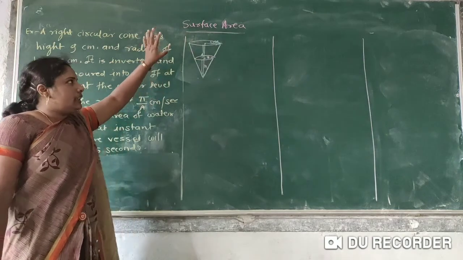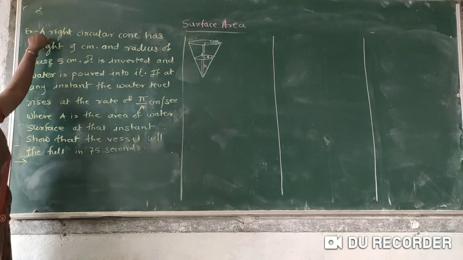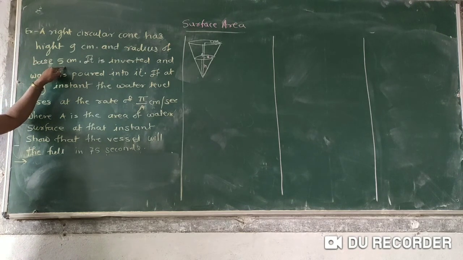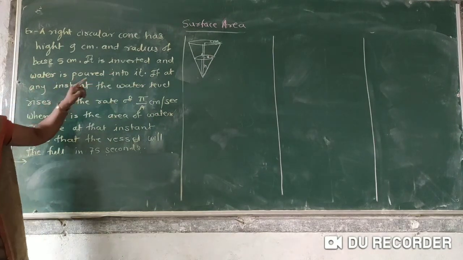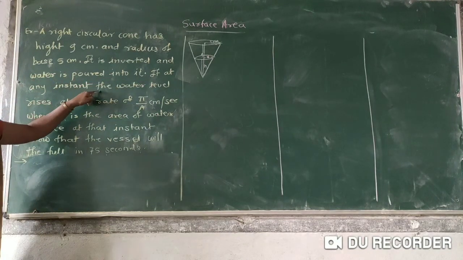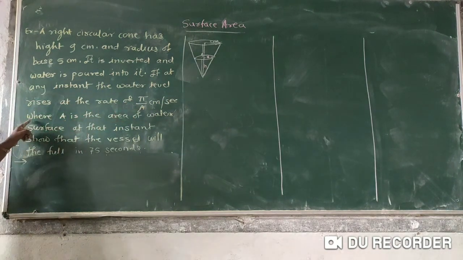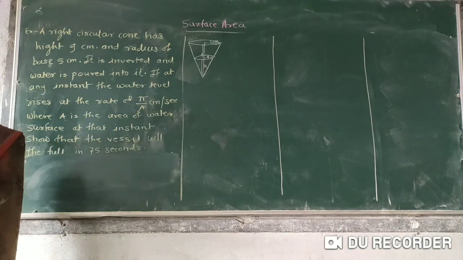Surface area, there is no theory. So see the example. First example: a right circular cone has height 9 cm and radius of base 5 cm. It is inverted and water is poured into it. If at any instant the water level rises at the rate of 5.8 cm per second, where A is the area of the water surface at that instant, show that the vessel will be full in 75 seconds.